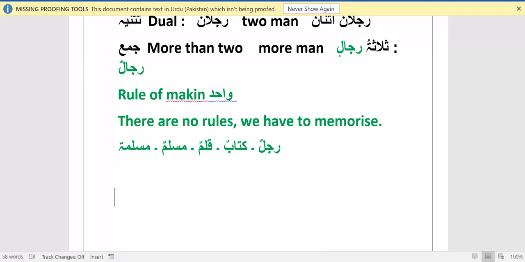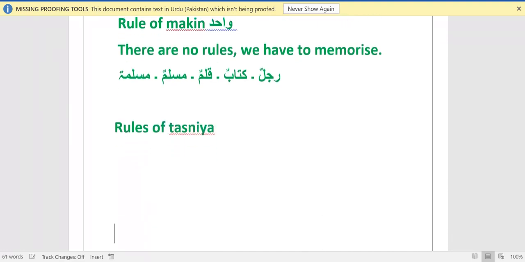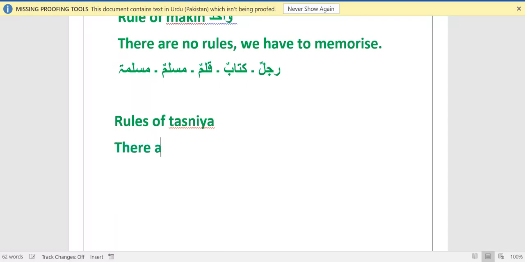Now let's go back to the rules of Tasniya. So yes, there are rules to make Tasniya. Also, there is a rule to create Tasniya, and if there is a rule to create Tasniya, then by knowing that rule, one may be able to understand and recognize the Tasniya word too. So it means there are rules to create Tasniya as well as to find Tasniya.